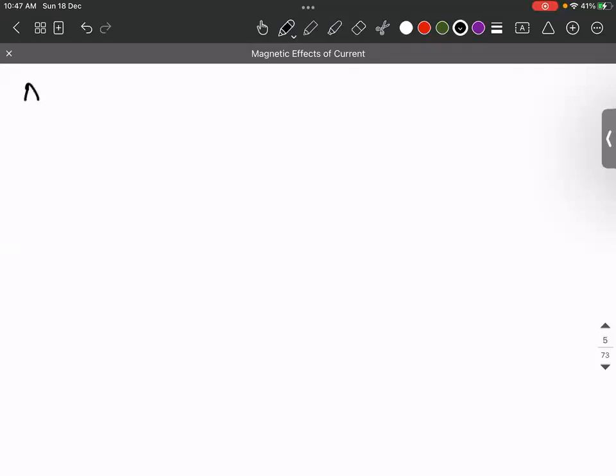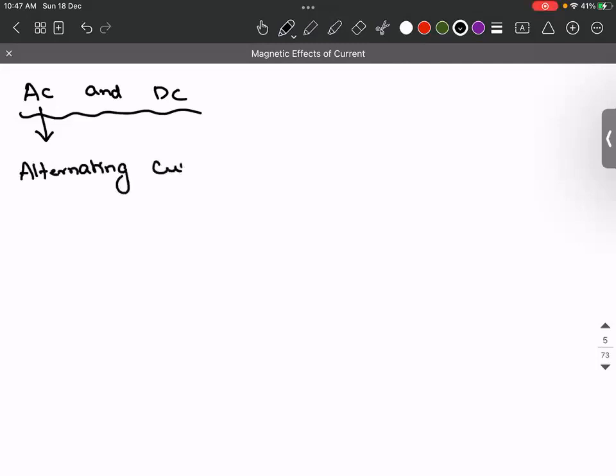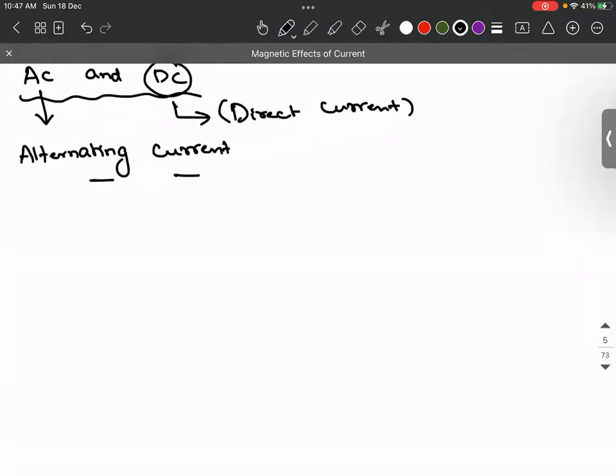The next question is about AC and DC. So what is AC basically? You know the full form of AC, that is alternating current. What is the full form of DC? It is direct current. So what is the difference between both? Alternating means the direction of current will change.